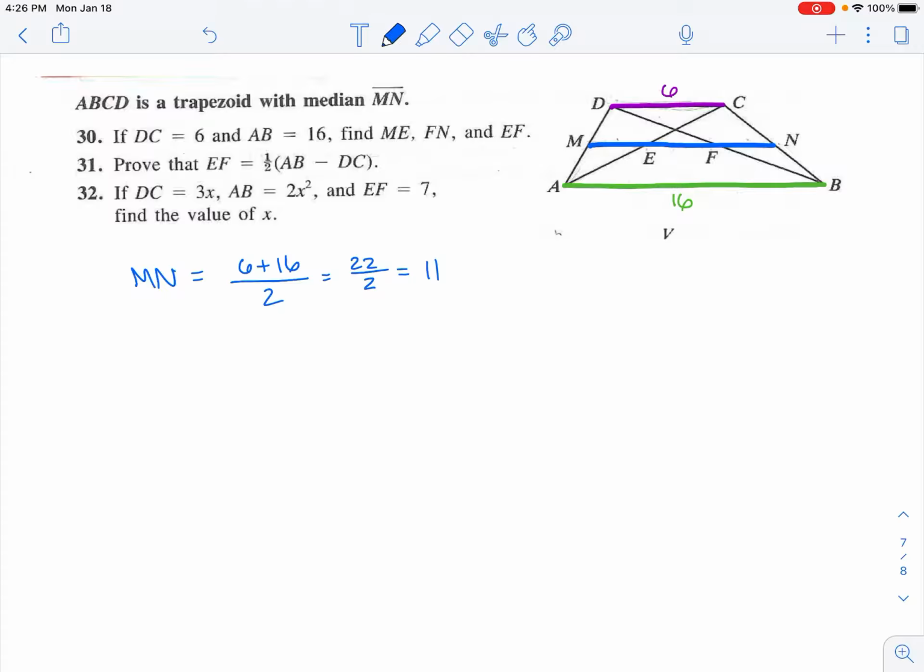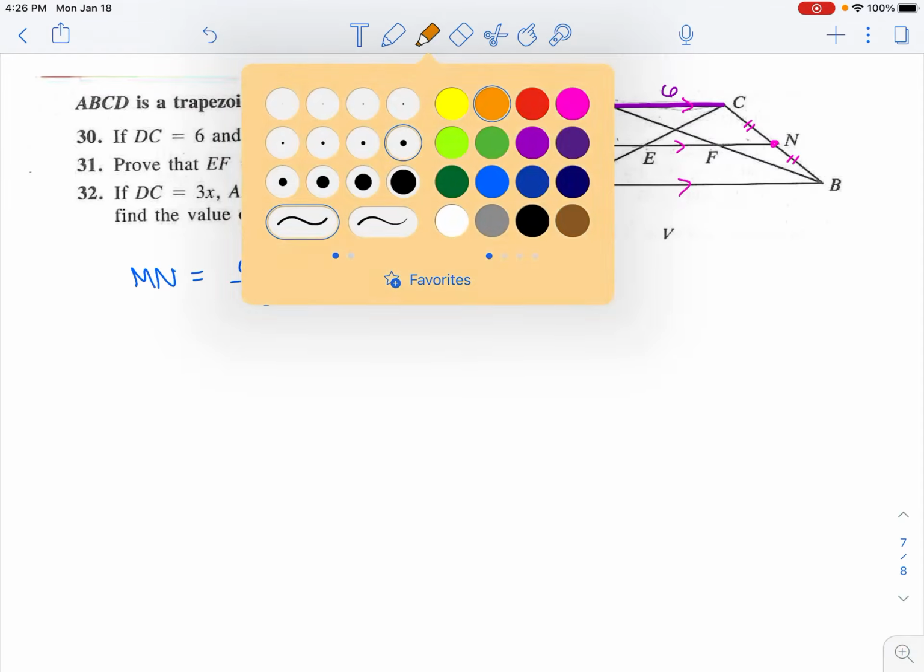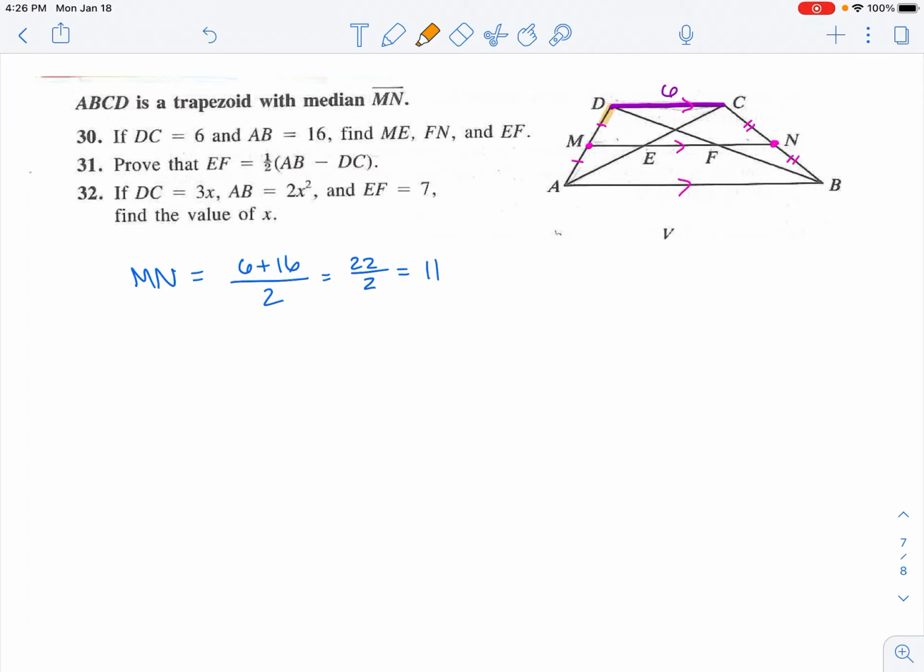All right, on my picture, I'm going to erase 2 of these lines, and I'm going to highlight for you a triangle. Before I do that, though, I do need to mention a couple things. I know that MN is a median. That means that it breaks each of my 2 sides here into equal parts. The other thing I know is that it is parallel to the 2 bases. All right, so I'm going to keep that in mind. Now, let's see. What color have we not used? Not used orange yet. I'm going to cut out this triangle here.